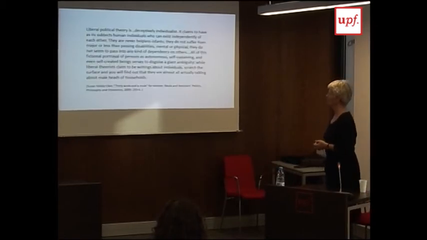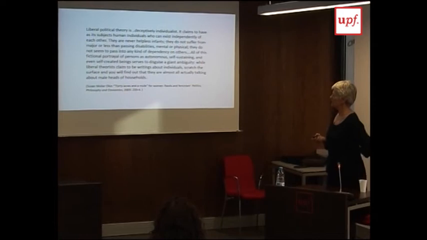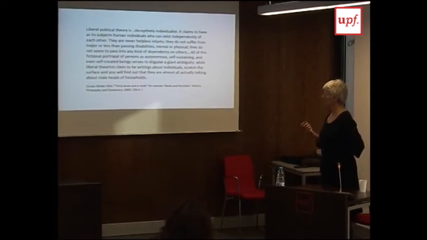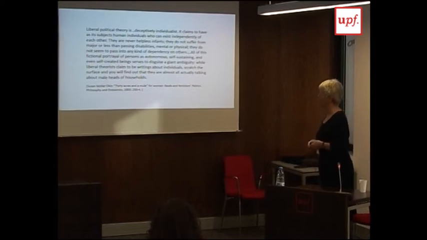So, a quote from an essay by Susan Moller Okin, "40 Acres and a Mule," in which she was criticizing some of John Rawls' work, which I think captures some of this quite well. "Liberal political theory is deceptively individualist. It claims to have as its subjects human individuals who can exist independently of each other." So it starts with the individual and then develops out what kind of politics we should think of.